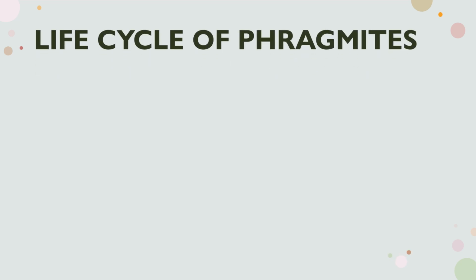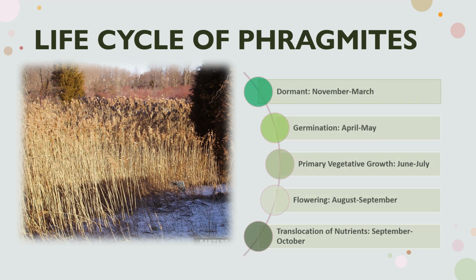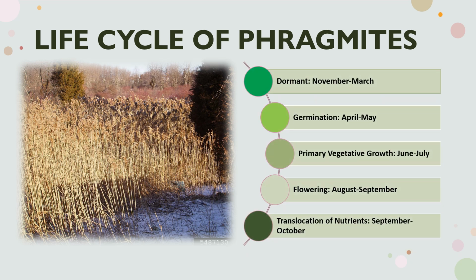The life cycle of the Phragmites. Between November and March, it's dormant, and between April and May is the germination period. Between June and July is the primary vegetative state, and between August and September is the flowering of the plant. And between September and October is when the translocation of the nutrients occurs, or the seeding. It's important to note that these are general timelines which may vary among different sites.